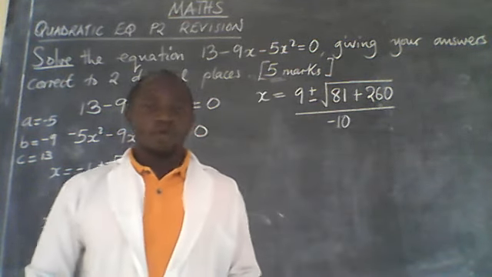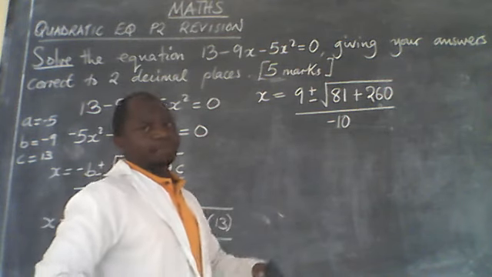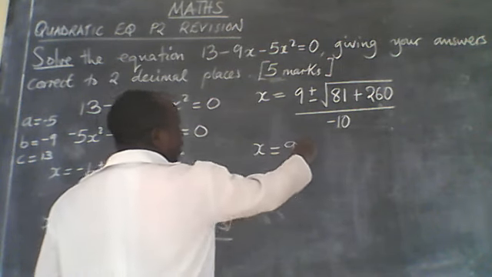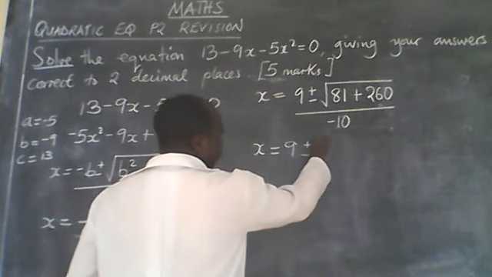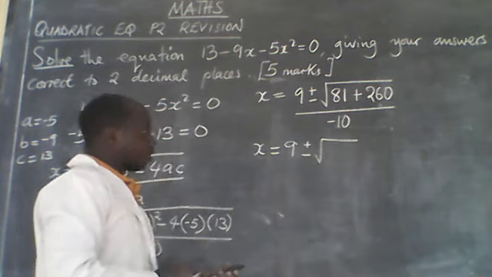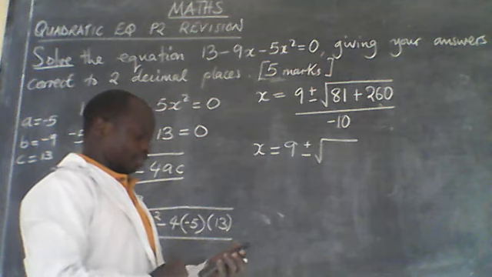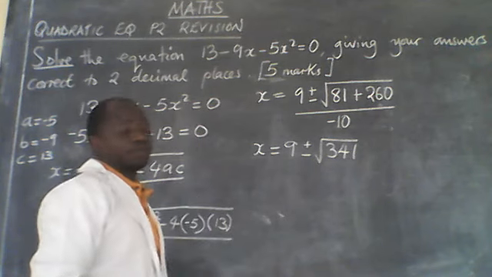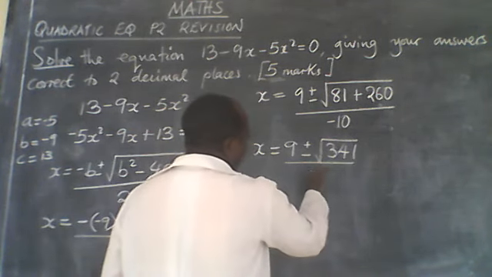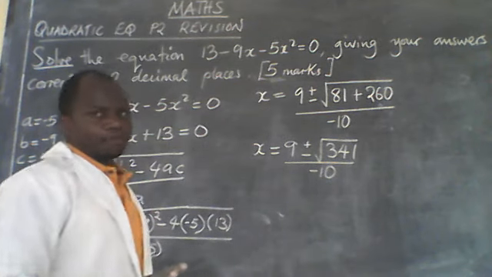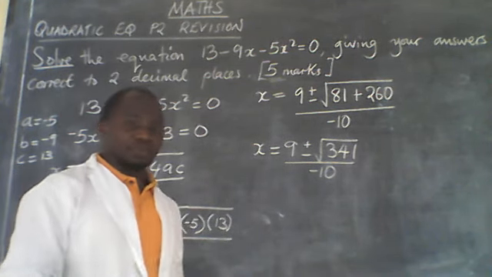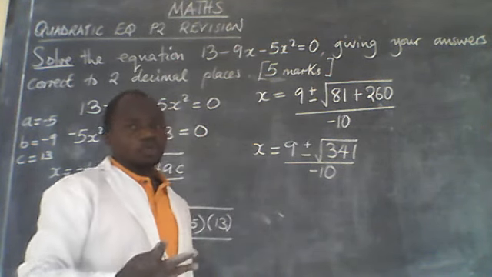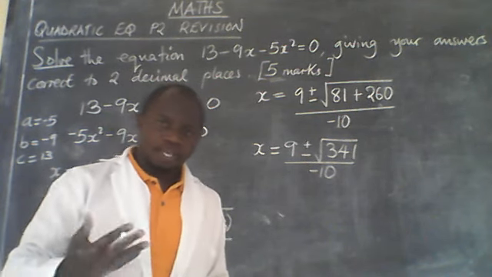What next? I'm going to add there. So I'll say x is equal to 9 positive negative root. Let me add there: 260 plus 81 will give me 341. Everything over negative 10. At that point, you are now going to separate the two, I mean positive and negative. And that is where the two solutions or answers will be coming from.